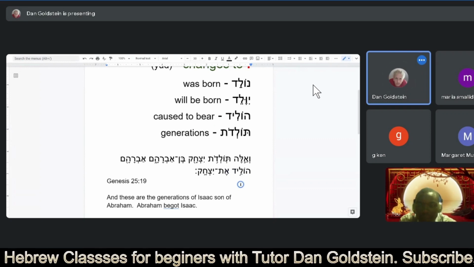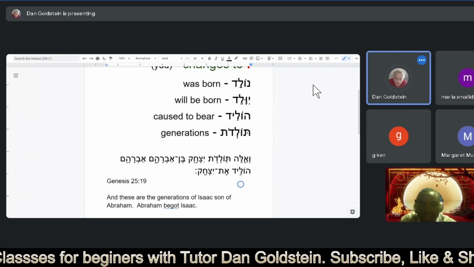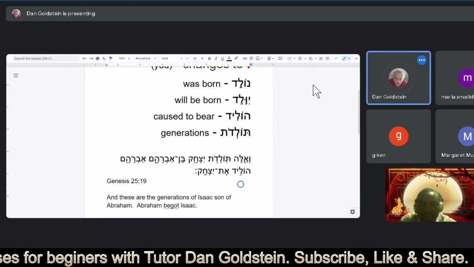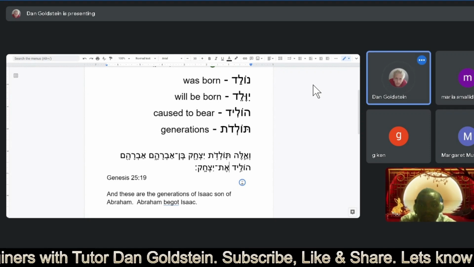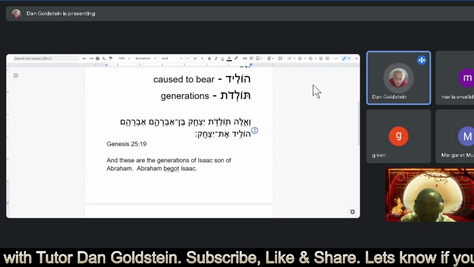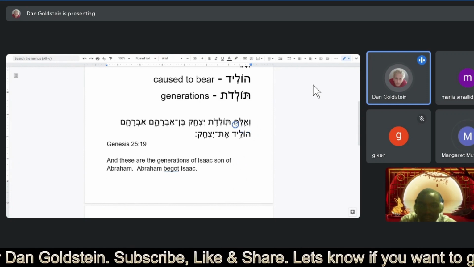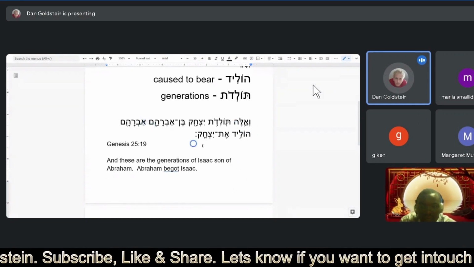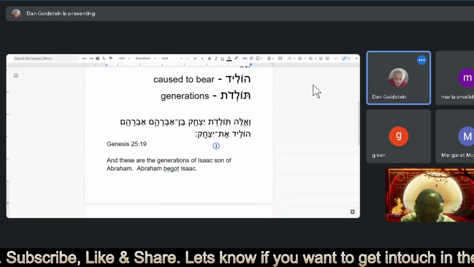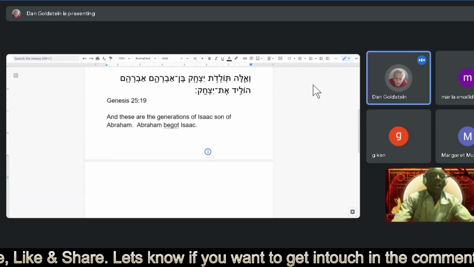Continue, Joseph. Et Yitzchak. Et Yitzchak. Nice. Ve'ela toldot Yitzchak ben Avraham. And these are the generations of Yitzchak, the son of Abraham. Avraham holid et Yitzchak. Abraham begot Isaac. Very nice.